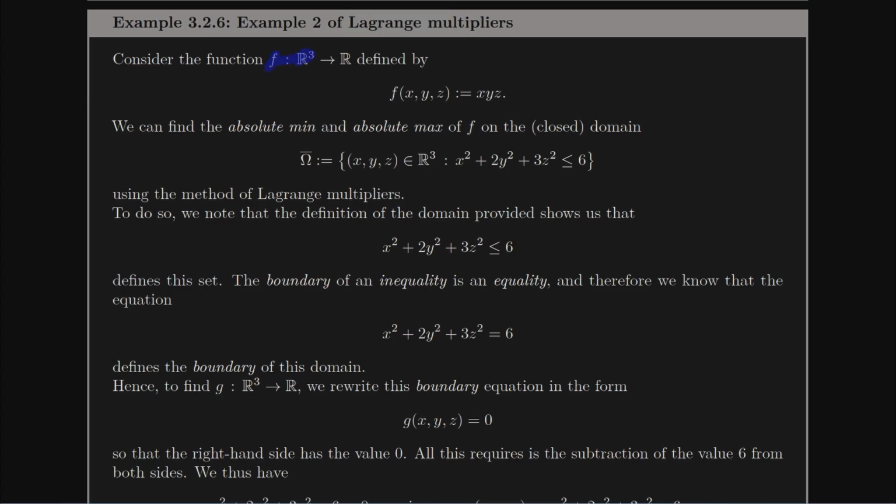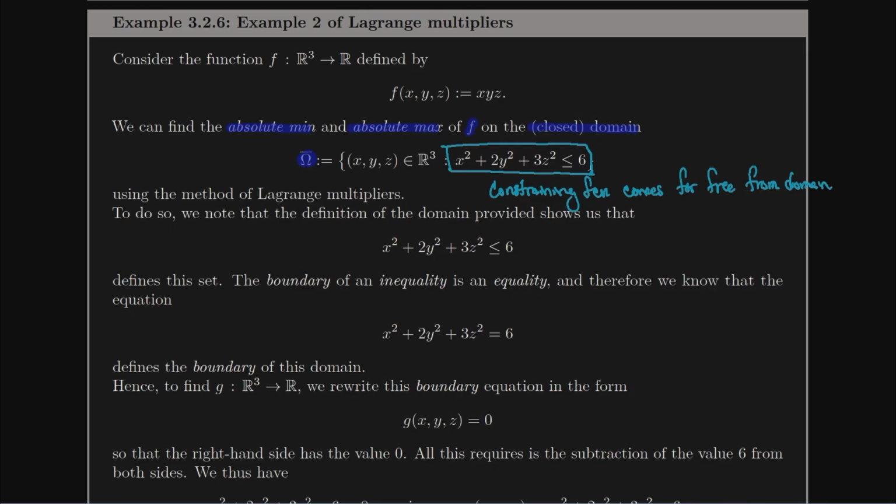So we've got a function here from R3 to R defined by f of x, y, z is x times y times z. And suppose I want to find the absolute min and absolute max of my function over the closed domain, which I've defined here just as a generic domain that I've closed. You can once again basically get for free what is your constraining function. I'll say that again. The constraining function comes for free from the domain.